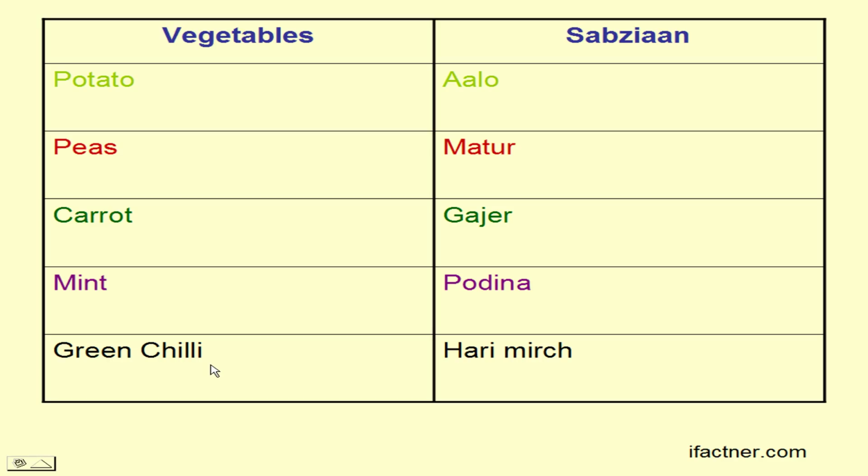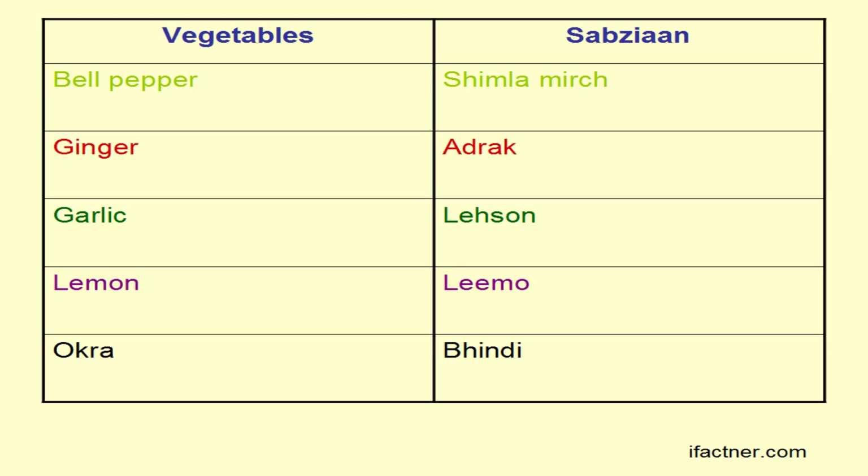Yes, hari mirch. Green chili, hari mirch. Bell pepper. Very good. Shimla mirch. Ginger. Adrak. Ginger, adrak. Garlic. Lehsun. Garlic is lehsun. Lemon. Yes, limu. Very good. Lemon is limu.